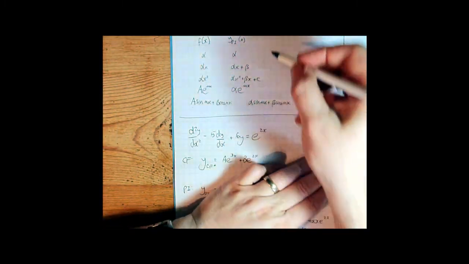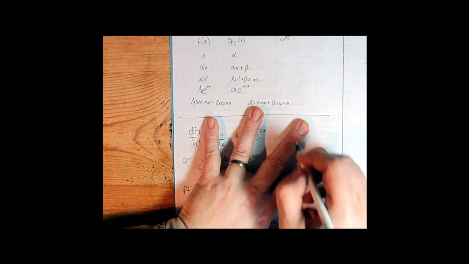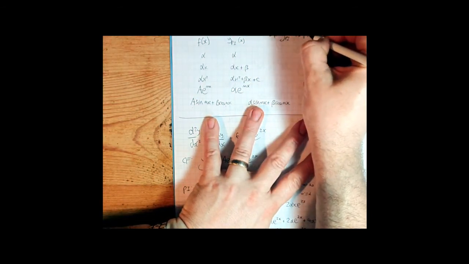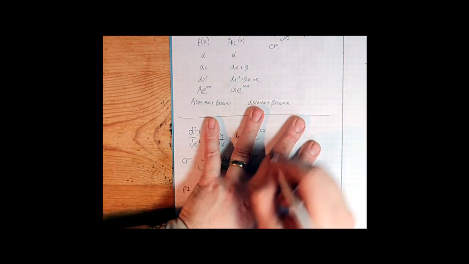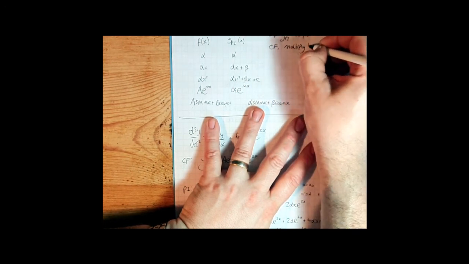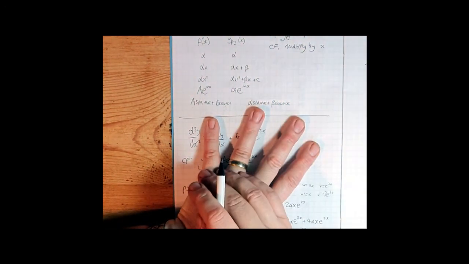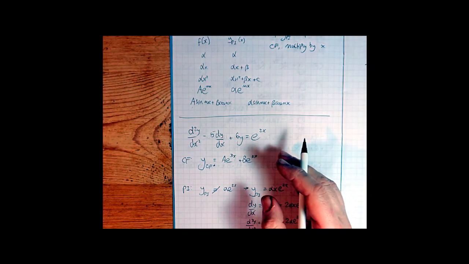So given the table, if y pi is part of the complementary function, multiply by x. And if it's x times y pi, multiply by x squared.